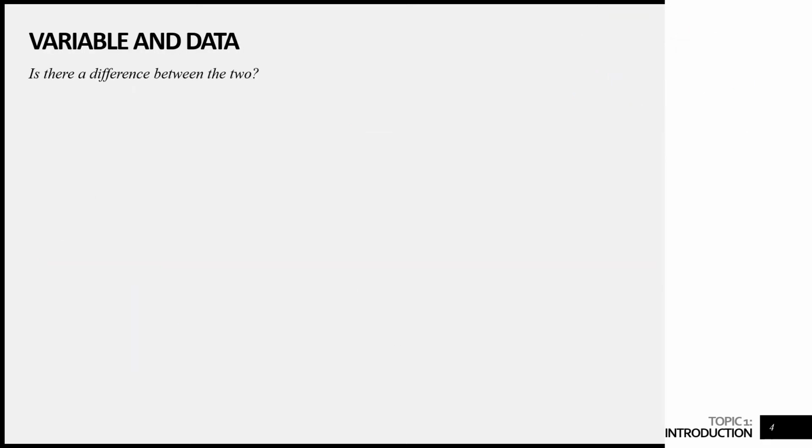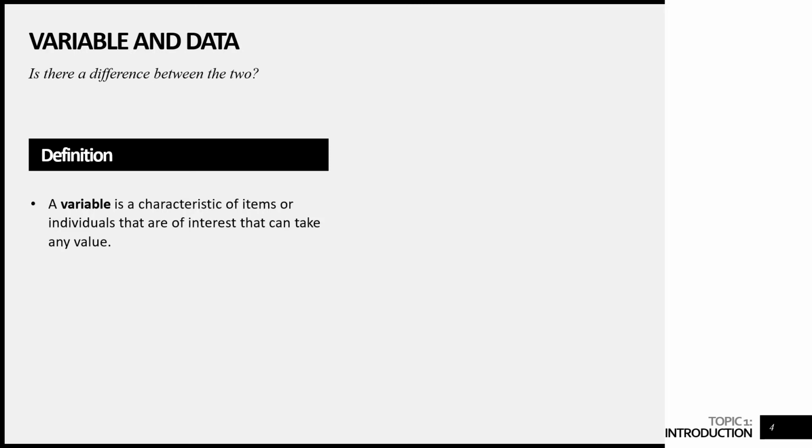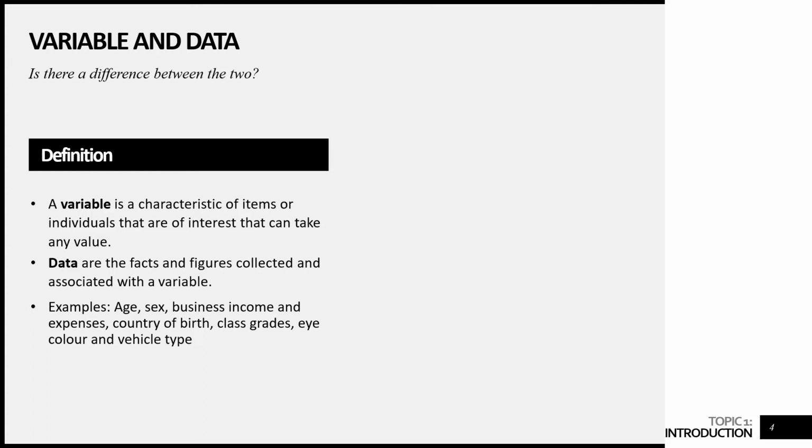Let's move on to variable and data. Is there a difference between the 2? Well, many people use them interchangeably, but actually there is a bit of difference. Variable is a characteristic of something that we are interested in, whereas data is the collection of items or facts and figures associated with that variable. For instance, if you are interested to ask people their ages, now age is a variable. The collection of age from 5 different people, for instance, 20 years old, 25 years old, 10 years old, 45 years old, and 30 years old, all of those numbers are data.